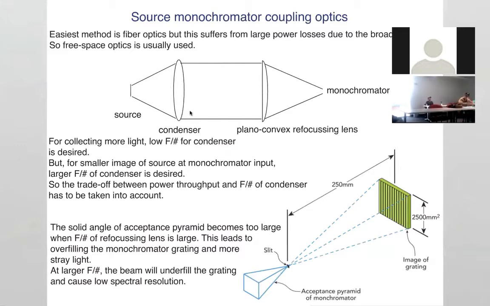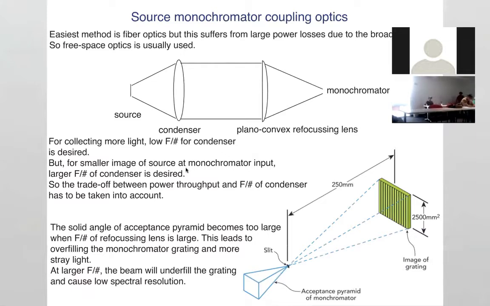You apply a condenser lens to essentially collect all the light, and then a refocusing lens, which is typically a plano convex lens, to focus light into the little slit here. So there are all these questions about how much loss happens in this process. How much light can I collect? If I need to collect more light, I need a low F number for the condenser, or a bigger condenser. I need to make it very big.